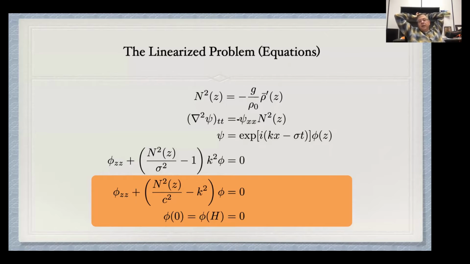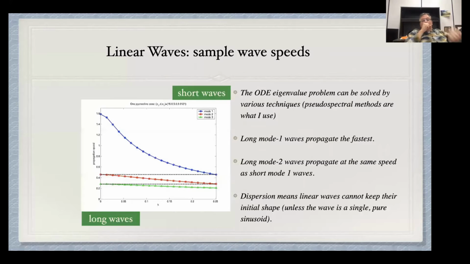And if you take the limit k goes to 0, the limit of very long waves, you would get what would be called the linear long wave speed, okay? C underscore LW. So here's some pictures of solutions of the system, right?